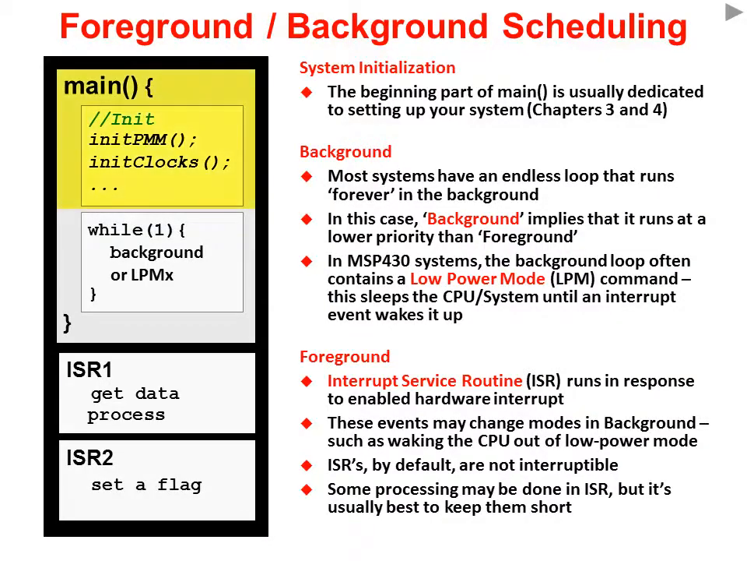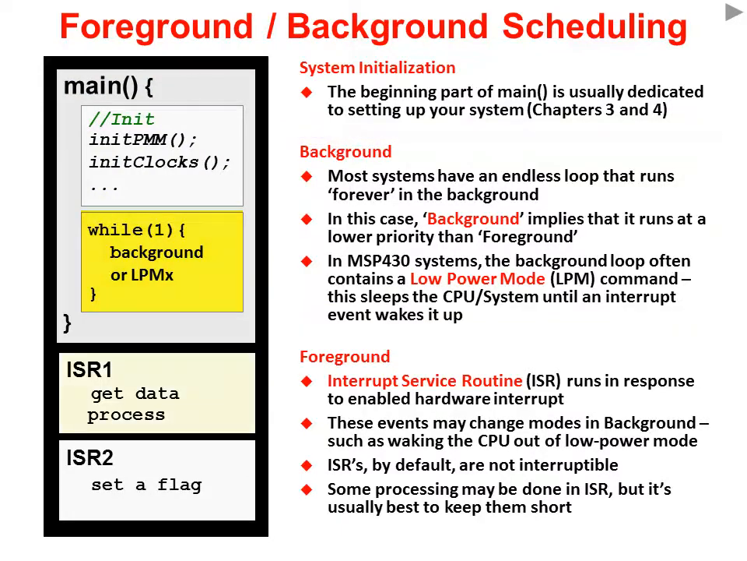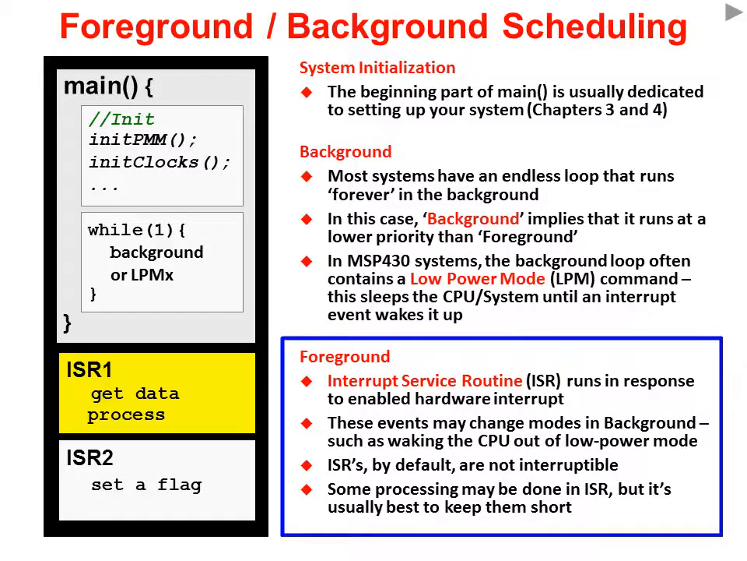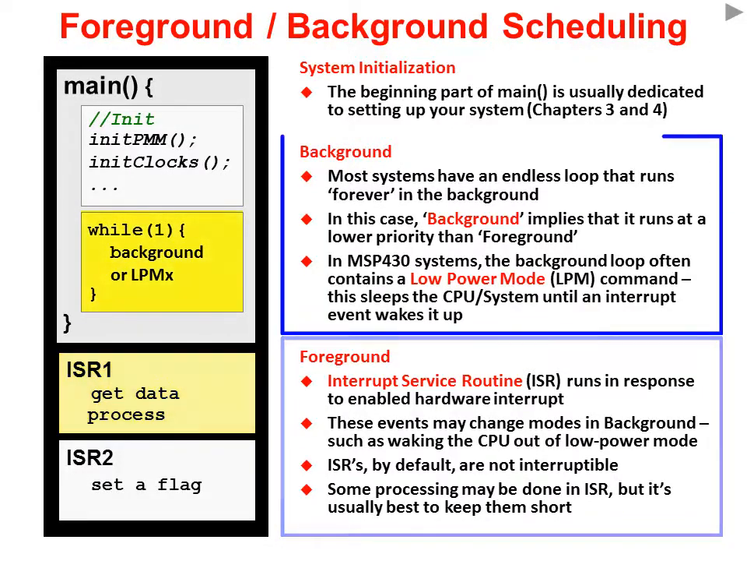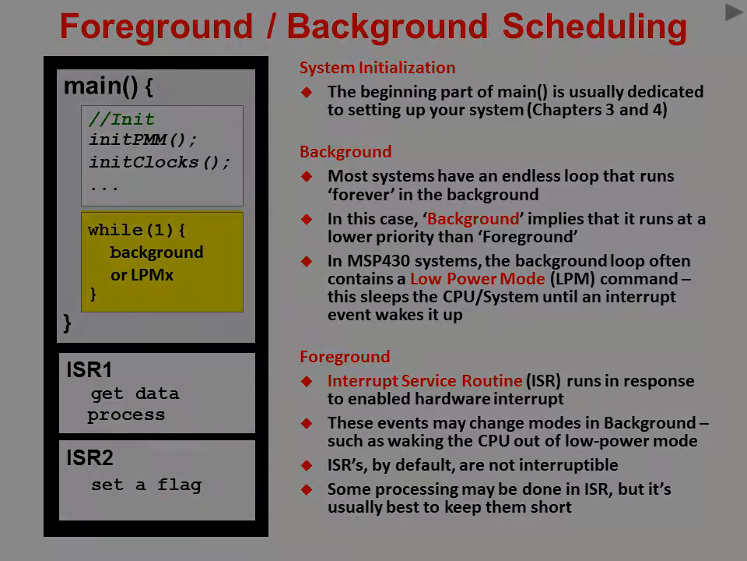Basically, after our initialization and setup code in main, the code enters an endless while loop. We consider this code to be background or lower priority code because once an interrupt occurs, we're going to leave main and go execute that interrupt service routine, that ISR, ISR1 or ISR2 in this case, whichever one occurred. We call that interrupt service routine the foreground, the higher priority processing. And when it's done, we return back to the background, in this case, main.